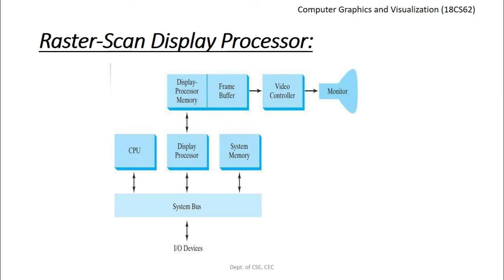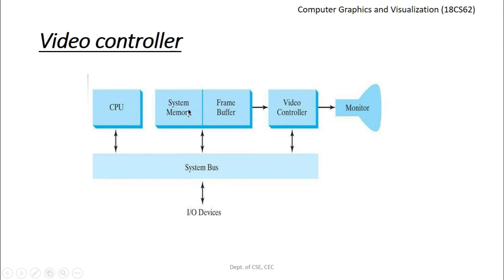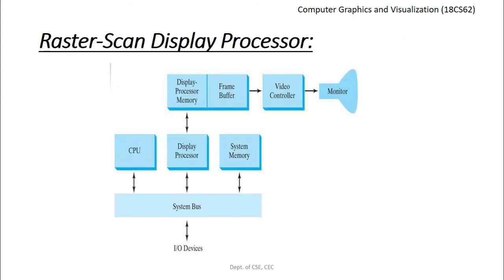In addition to the system memory, a separate display processor memory area can be provided. Unlike the previous diagram, where part of the system memory was used as the frame buffer, here in this architecture we have a separate memory area, the memory area of the display processor, which can be used as a frame buffer.